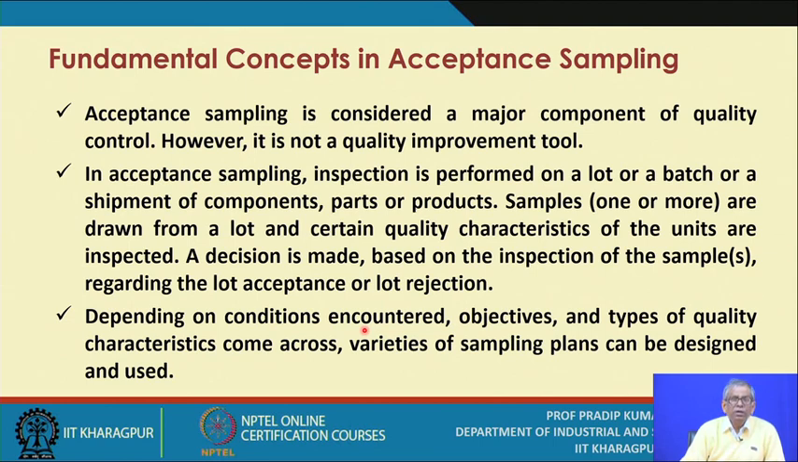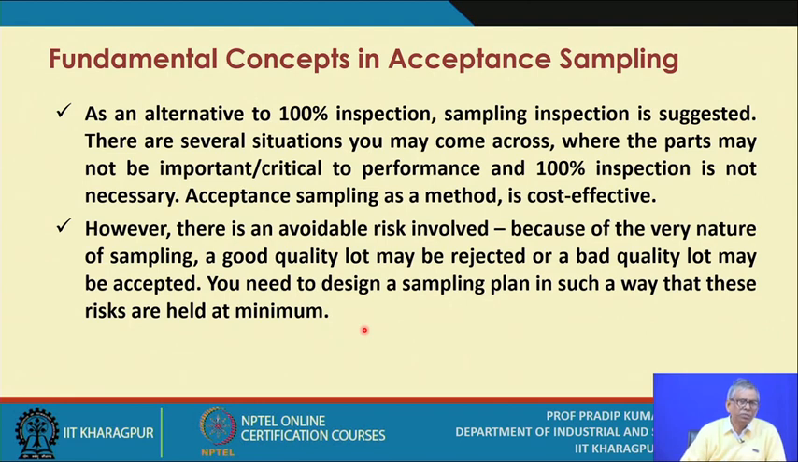Now this technique you have to follow not only in the same conditions but under different conditions. Depending on the conditions encountered or the situations in which you need to apply this technique, the objectives, and the types of quality characteristics you come across, varieties of sampling plans can be designed and used. So far the researchers and practitioners have proposed different kinds of sampling plans suitable for different conditions. In textbooks on quality, or specific textbooks on acceptance sampling, you will come to know the classification scheme for all these sampling plans or techniques being used.